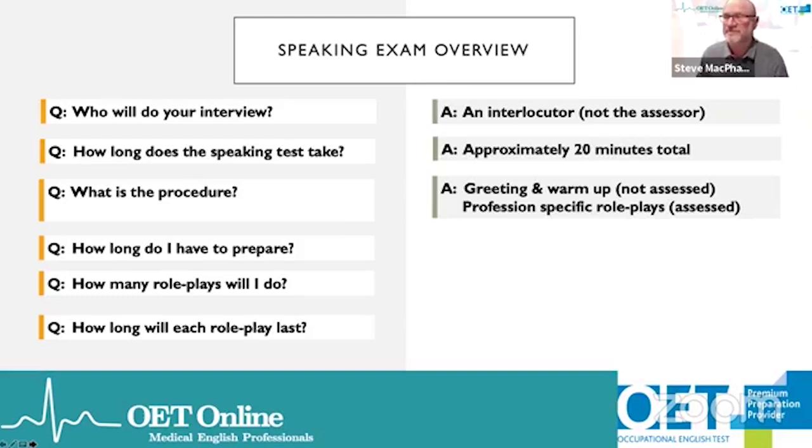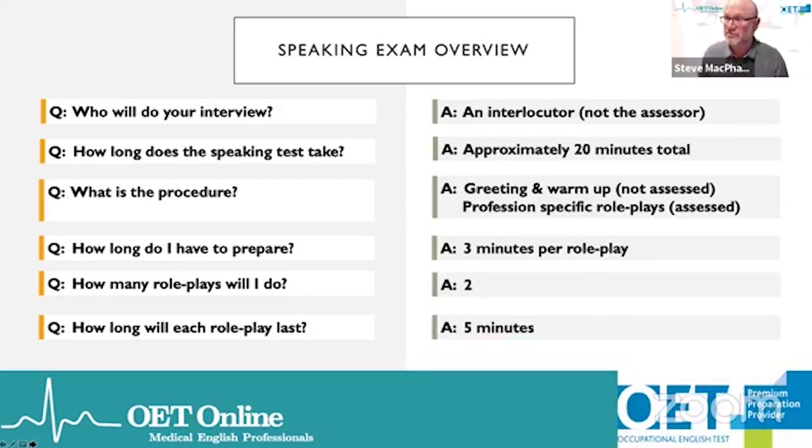The next question, how long do you have to prepare? Well, I think many people, if you've done any review, you probably know that it's 3 minutes per role play. You can have your pen in hand during that time, and you can make notes on your role play card. How many role plays will you do? 2. How long will each role play last? 5 minutes. Sometimes may go a little bit longer, but on average about 5 minutes.